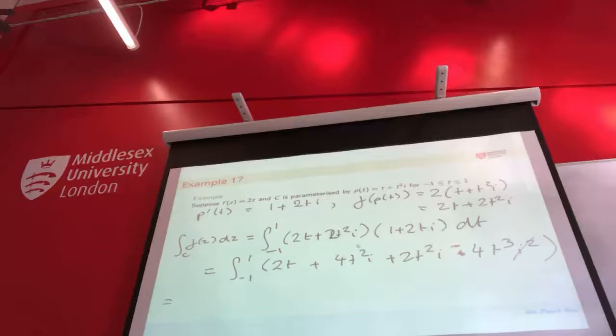So this then is the integral from minus 1 to 1. If you take the real parts, you get 2t minus 4t cubed dt, plus i times the integral from minus 1 to 1 of the imaginary parts, you've got 6t squared, isn't it? 6t squared.